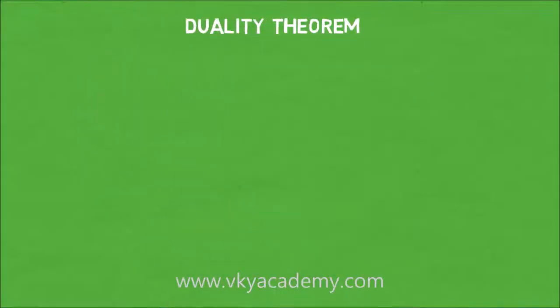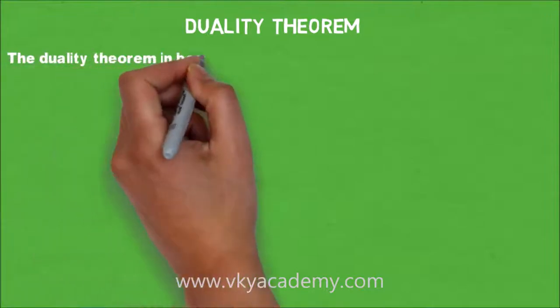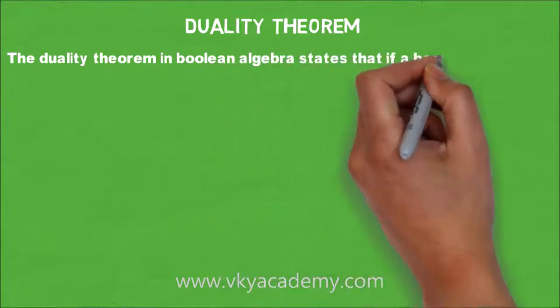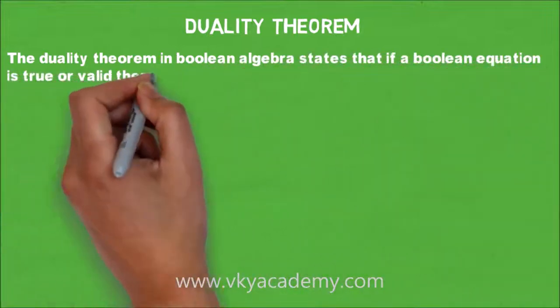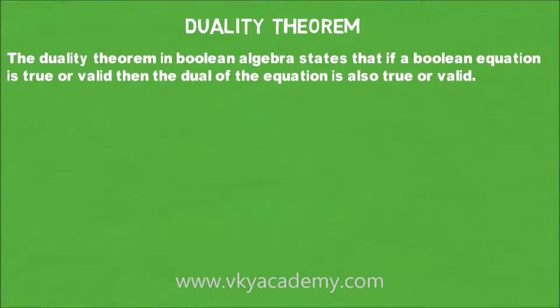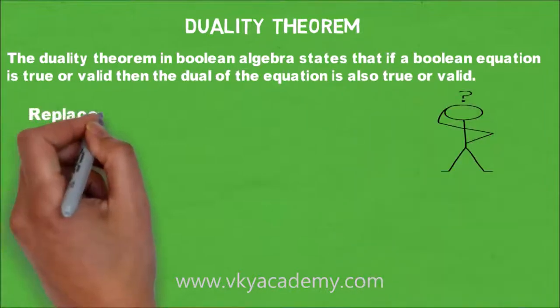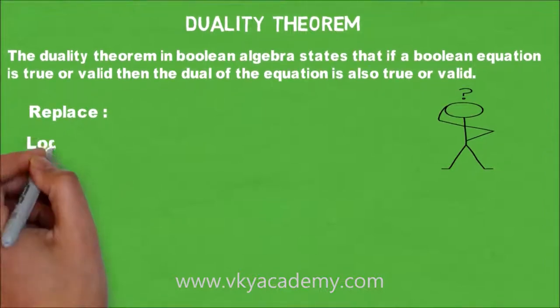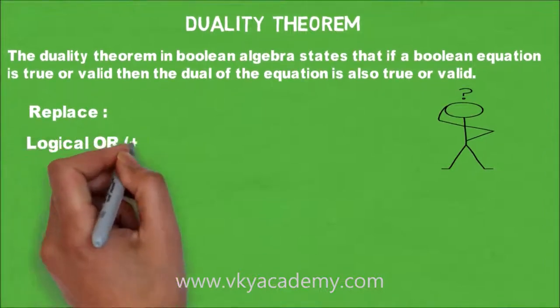Hello everyone. In this lecture of the Digital Electronics series, we are going to discuss one more very important topic of digital electronics, that is the duality theorem. The duality theorem in Boolean algebra states that if a Boolean equation is true or valid, then the dual of the equation is also true or valid. Now let us see how to find the dual of a Boolean equation.